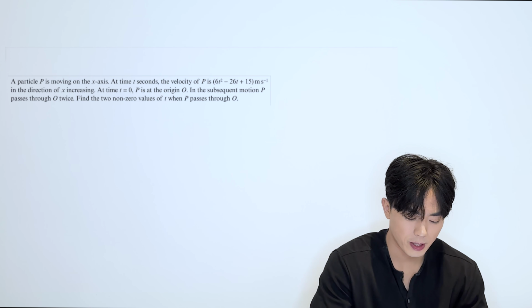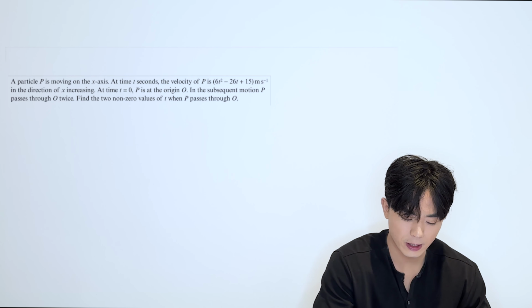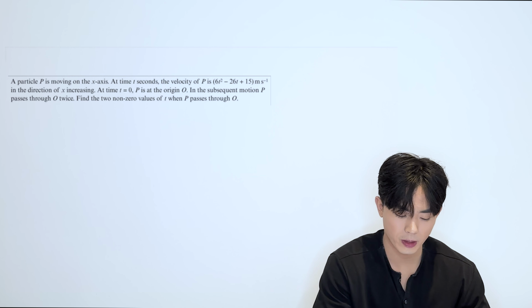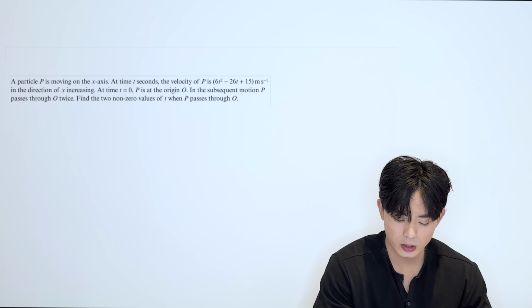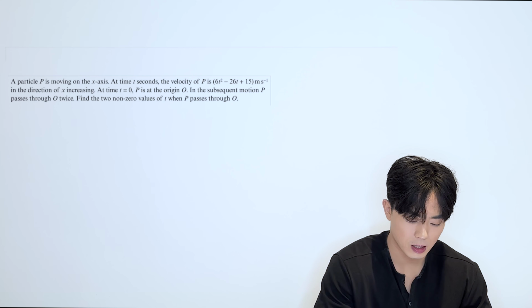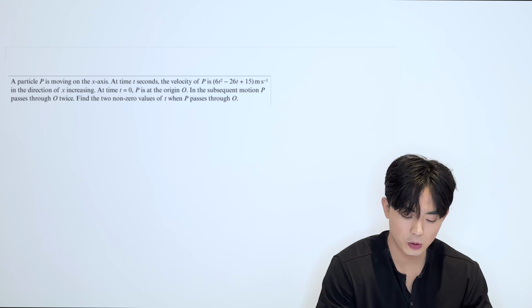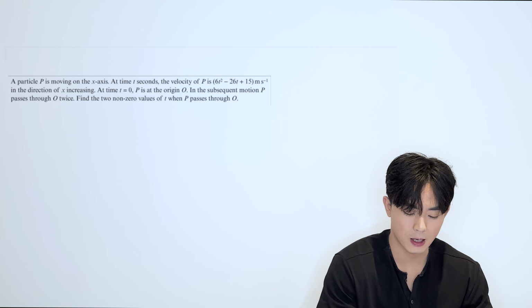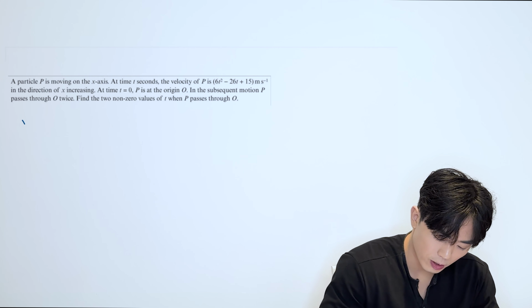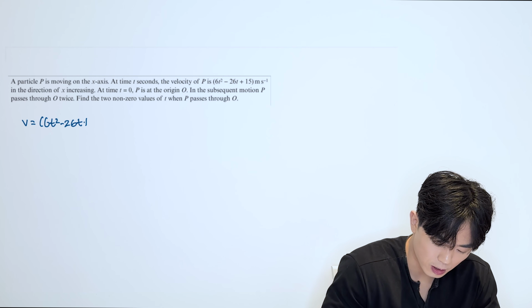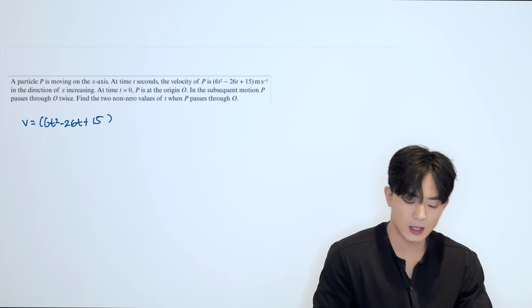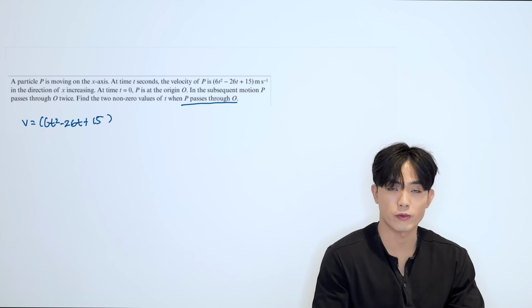So we have a particle P moving on the x-axis. At time t seconds, the velocity is given by this here, in the direction of x increasing. At time t equals 0, P is at the origin. In the subsequent motion, P passes through O twice. Find the two non-zero values of t when P passes through O. So we're given the velocity is this function here, 6t squared minus 26t plus 15. And we're asking for when P passes through O.